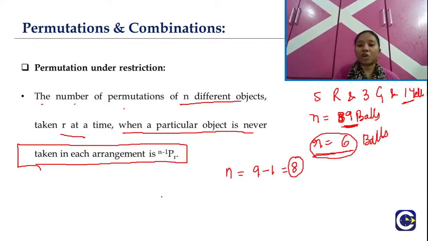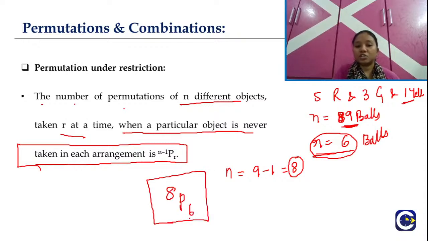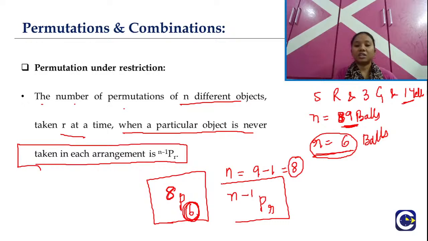So my number of arrangements will be 8P6. I have to take arrangements of 6 balls amongst these 8 balls, which excludes the yellow ball. So that is the condition. The particular yellow ball can never be taken in each arrangement, right? So 8 is nothing but n minus 1. So (n minus 1)Pr will be the total number of permutations here when the restriction is that a particular object is never taken in each arrangement.